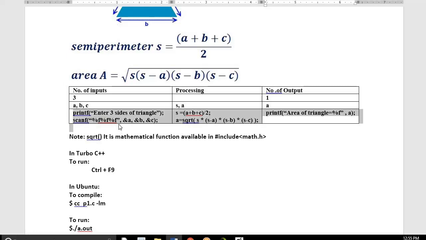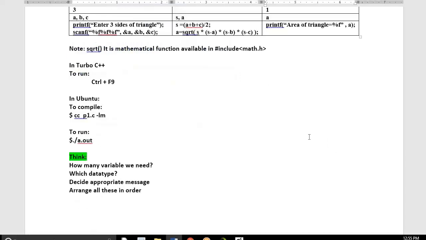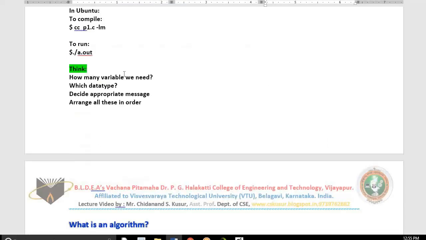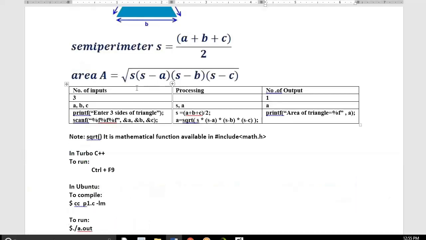These are the instructions we provide for the input operation. These are the instructions we give for processing. This is the instruction we give for output. I hope everyone has understood. Then all of you need to think here. Yes, we already did it. And how many variables do we need to solve this problem? To solve this problem, how many memories do we need?